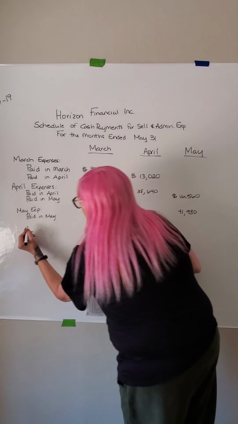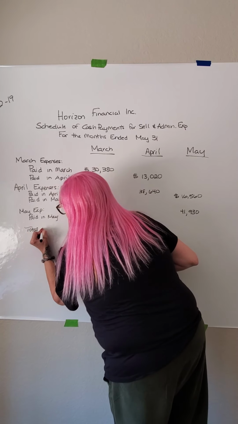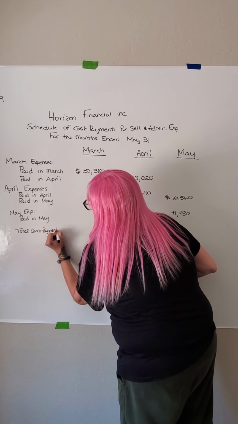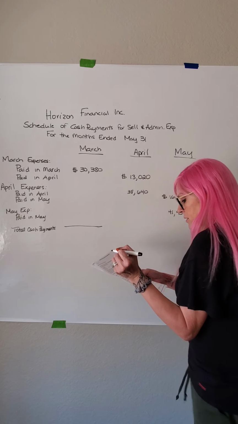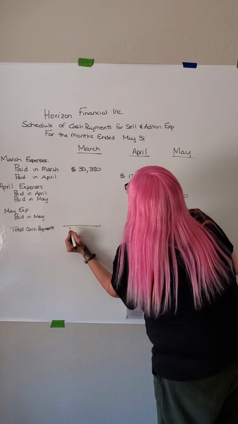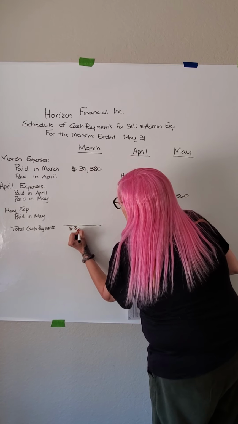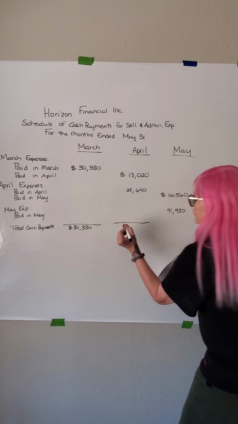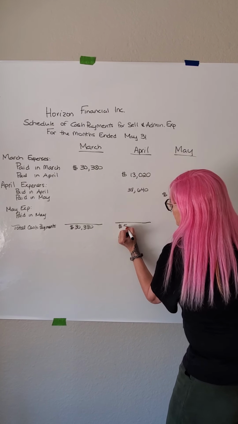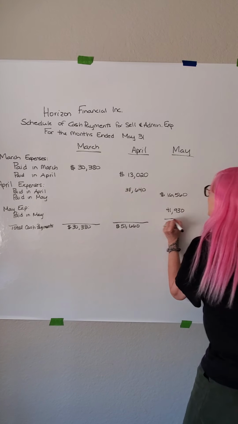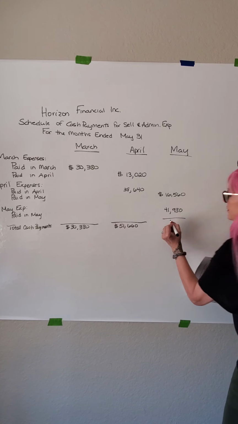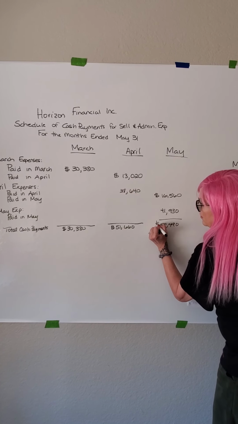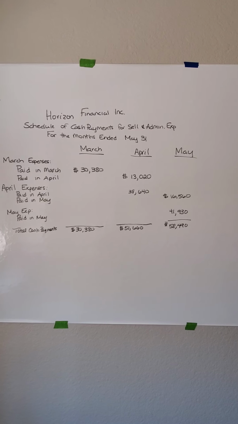So then I can calculate out my total cash payments. Very important, because if you don't have enough cash on hand, the lights go out. So we've got budgeted cash payments for selling and administrative expenses of $30,380 in March. In April, they're $51,660. And in May, they are $58,490. And that's how you calculate out a schedule of cash payments.